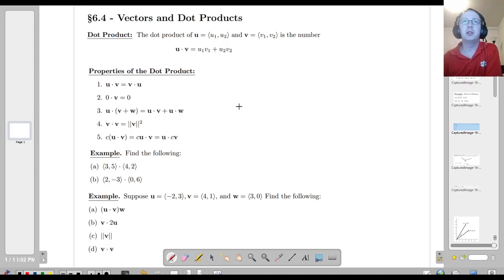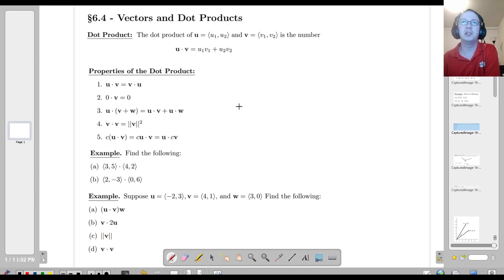In the last section, we learned two different operations we could do with vectors. We did vector addition, where you add two vectors together to get another vector. And we did what's called scalar multiplication, where you just multiply a vector times a number to get another vector. In this section, we're going to introduce what's called the dot product. So this is our first kind of multiplication that involves two different vectors.